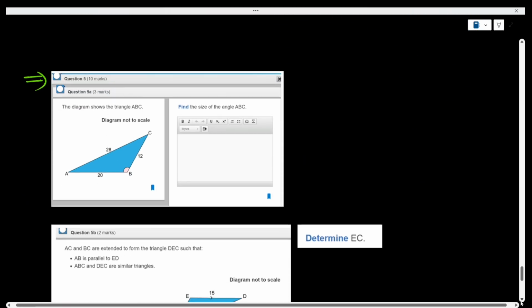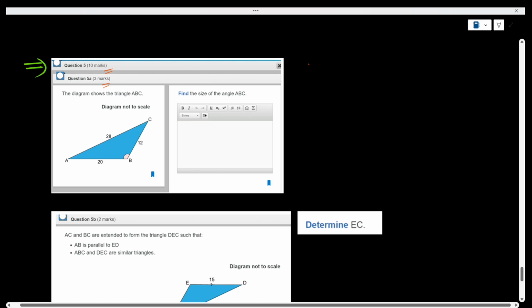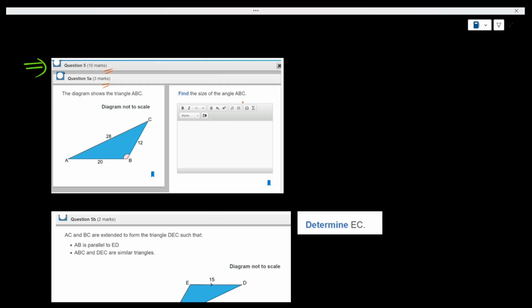Now the next question is given as a 10 marker. What is the first part? Sine and cosine rule questions will always be 3 to 5 marks, and then integrated with some other topic. In the first part, the diagram shows triangle ABC. We need to find the angle ABC. That means you have to get angle B.